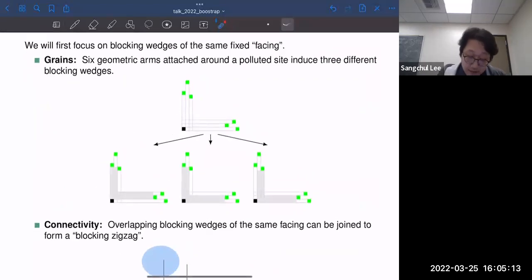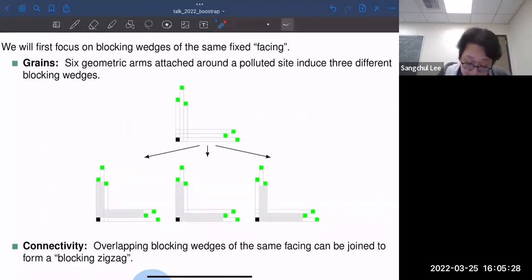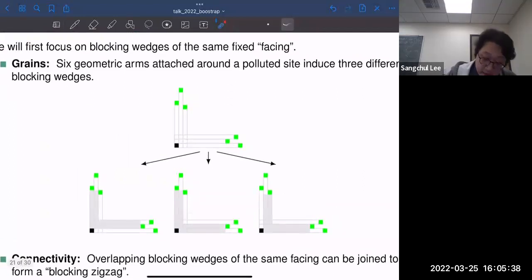So let's see how we might define the limiting percolation model. In order to do that, I first need to describe the grains. Let's see what kind of blocking wedges can be discovered around a polluted site in the polluted bootstrap percolation model. By the way, we are still looking at the two neighbor polluted bootstrap percolation, because all the results are very sensitive to the particular update rule we are using.